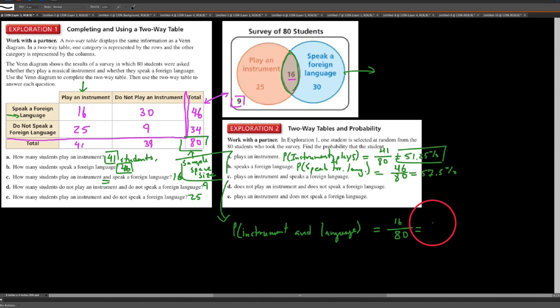Looking at this, speak a foreign language and play an instrument was 16 out of 80 here. And of course, we should reduce this if at all possible. It didn't reduce up here, but for example, this would be something like 8/40, which would be the same thing as 1/5. And so without my calculator, I can tell you that's a 20% chance right here.